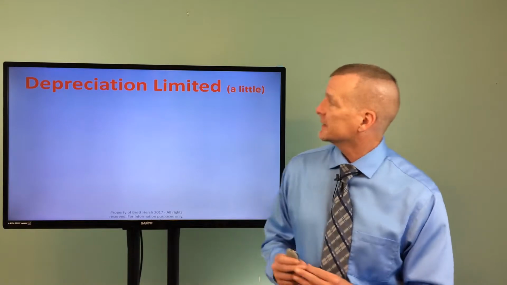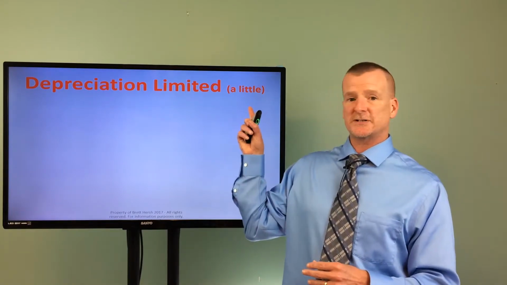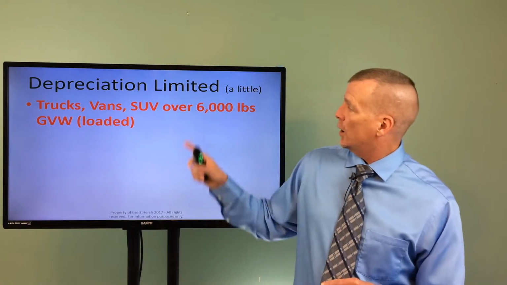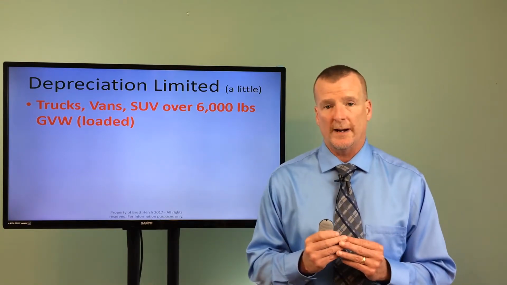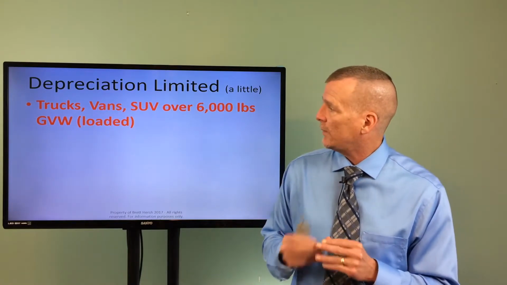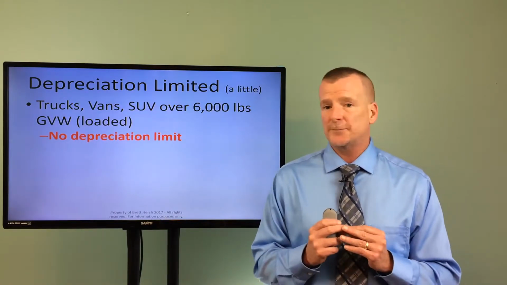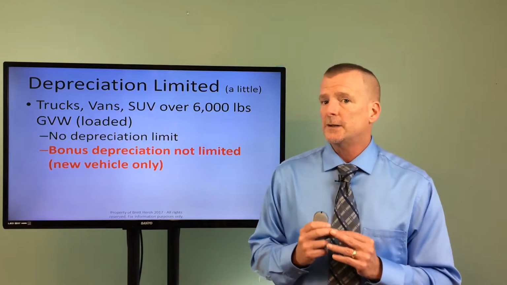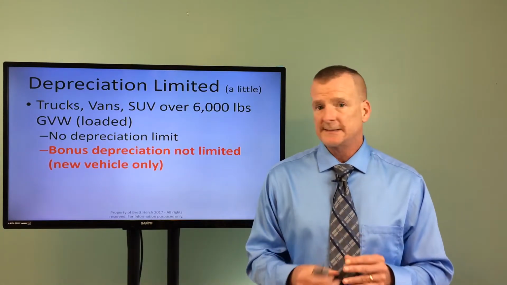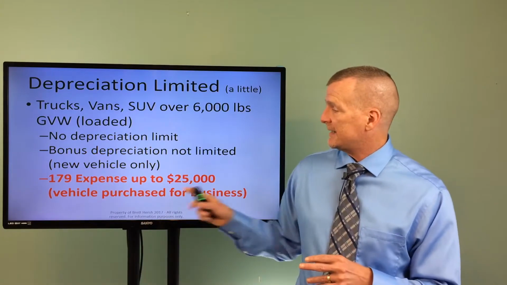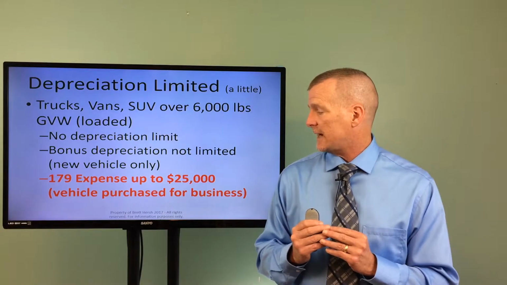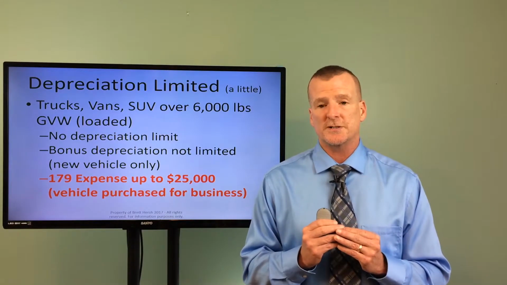Now, depreciation's limited, but not as much. Depreciation is limited a little on trucks, vans, and SUVs over 6,000 pounds gross vehicle weight. So for trucks, vans, and SUVs over 6,000 pounds gross vehicle weight, you don't really have a depreciation limit anymore. Your bonus depreciation is also not limited if it's a new vehicle. And the 179 expense is limited, but it's up to $25,000. And again, that's if your vehicle is purchased for business.